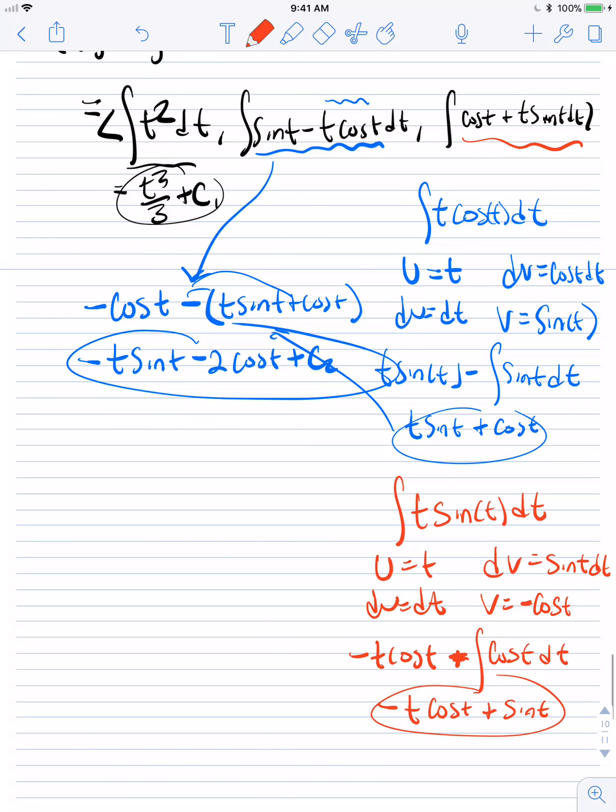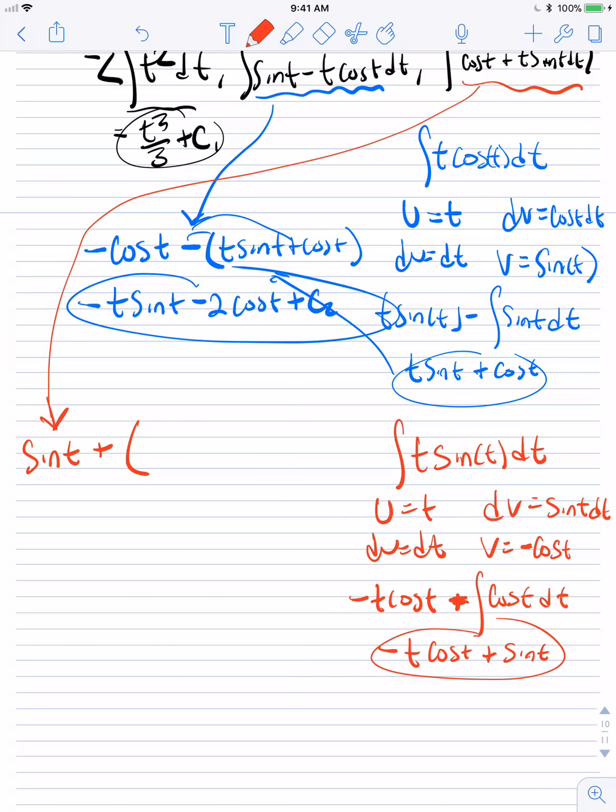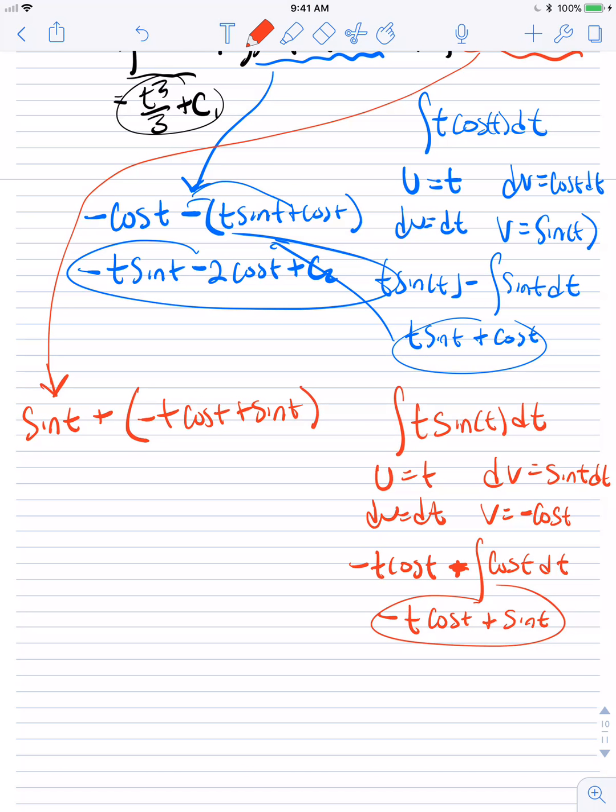We have our answer to that. So I'm going to bring this over here. We have an integral of cosine t, which is just a positive sine t, plus what we just found, negative t cosine t plus sine t. You see that we have two positive sine t's, so we're going to combine them. We have negative t cosine t plus 2 sine t plus some constant. I'll call that c3.